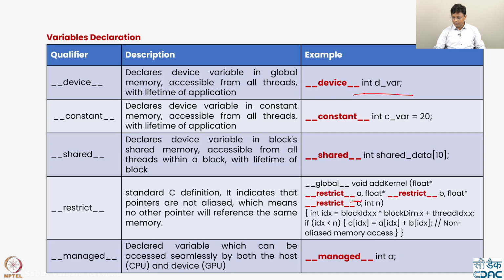Here we have declared one variable A with a restrict qualifier, and variable B also with a restrict qualifier, and variable C with a restrict qualifier. So, the meaning is that the locations reserved for these variables will not be aliased and will not be used by others.